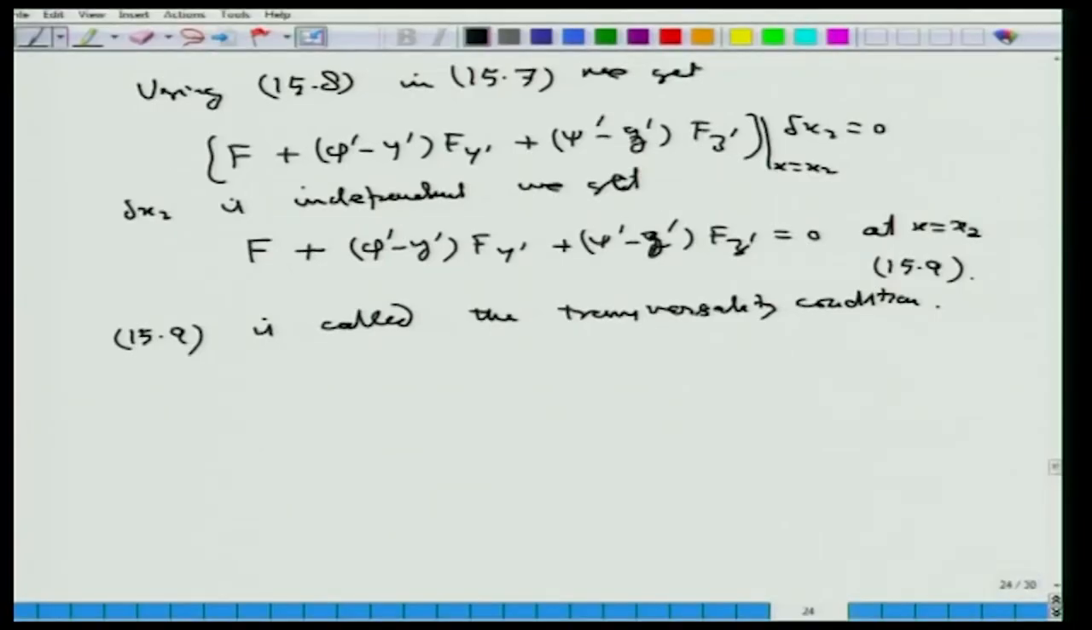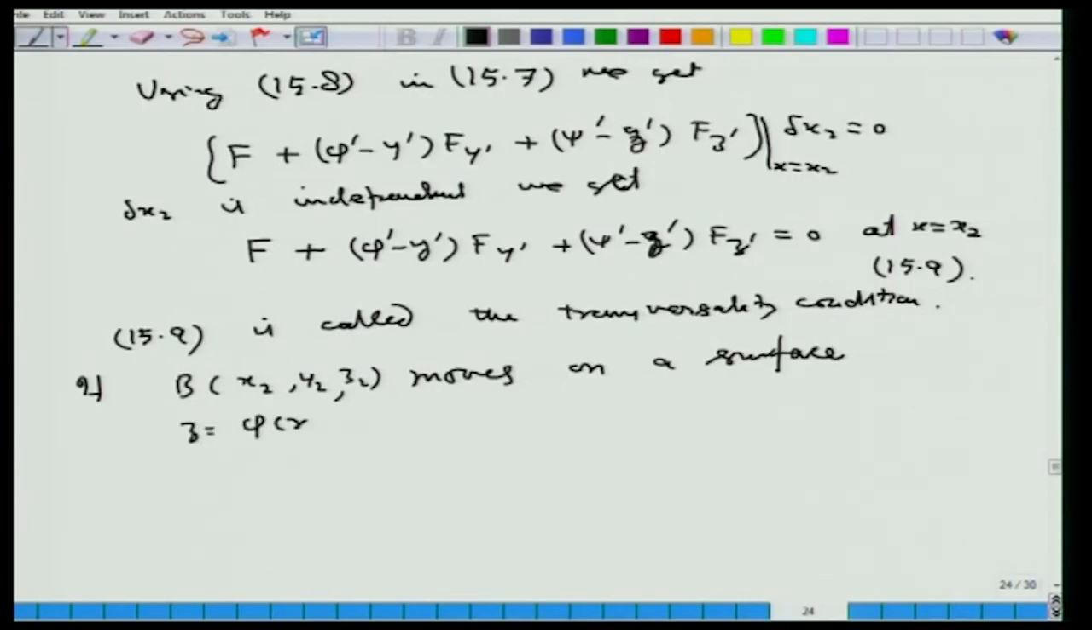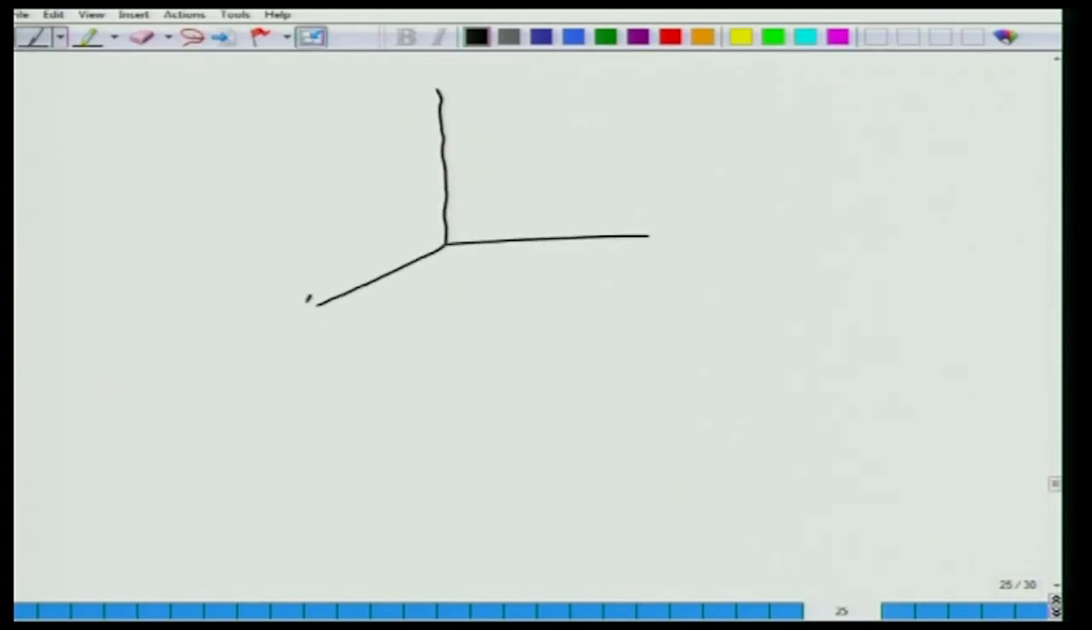Now, the other variation could be, if this B, x 2 y 2 z 2, moves on a surface, z equal to phi x y, then let us see the figure, like in the figure. You have this x, y, z here. So, A is fixed and this is the surface here, this B is moving on this.